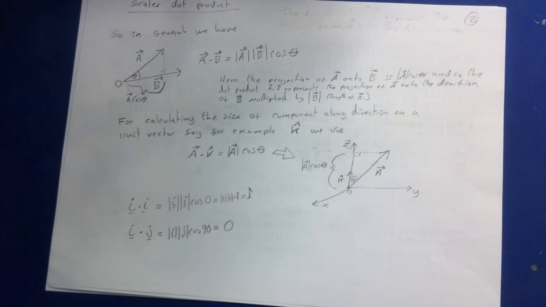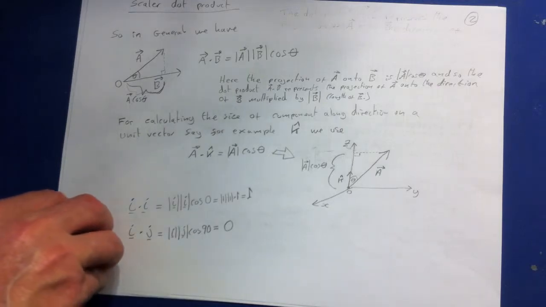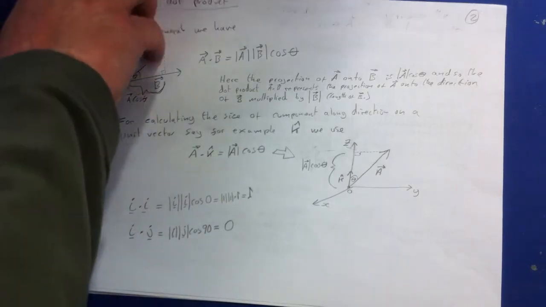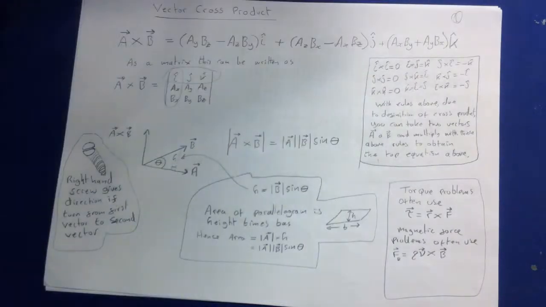So anyway, that's the dot product. That's basically a very short outline of how it works, and you'll be using that quite a bit. So it's good to get the idea of how that works.